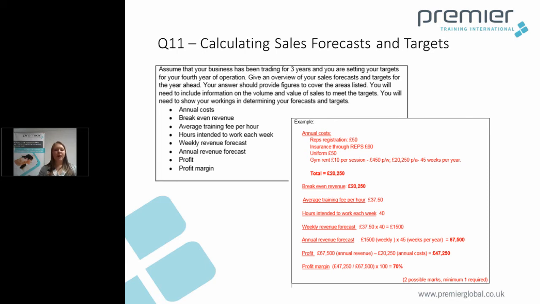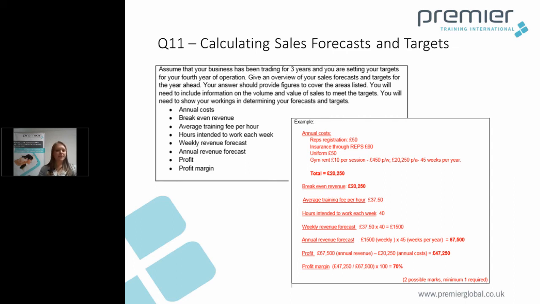What we need to do next is work out how many weeks per year this person, or you, are likely to work. So in this example, 45 weeks has been given, which is 7 weeks holiday, which is about standard. You may wish to take more or less holiday, but make sure you do factor in time off for yourself as well. So in this example, the weekly revenue of £1,500 has been multiplied by the number of weeks per year this person intends to work to give us the figure of £67,500. This is our annual revenue forecast. That's the amount of money that we will make per year before we take off expenditure.